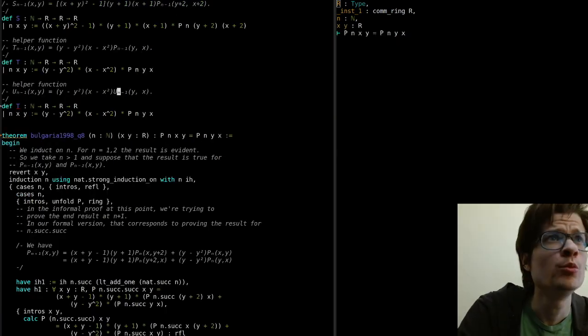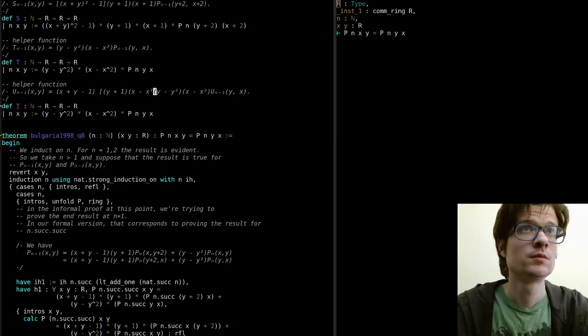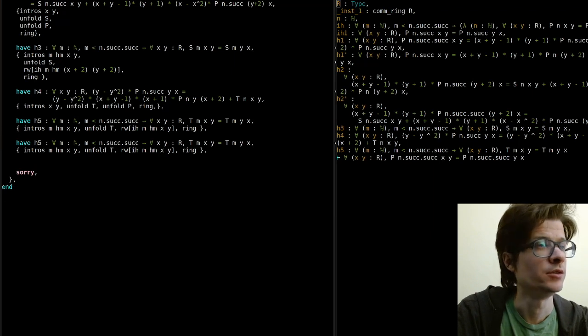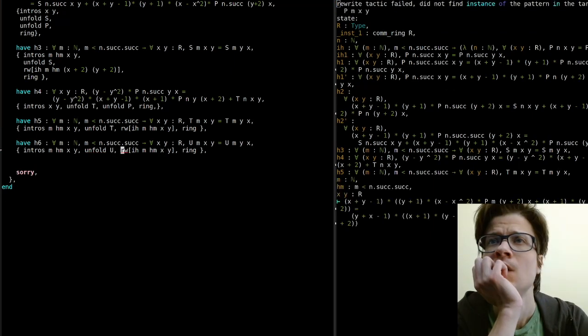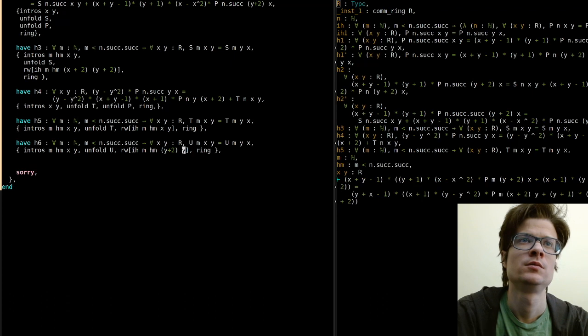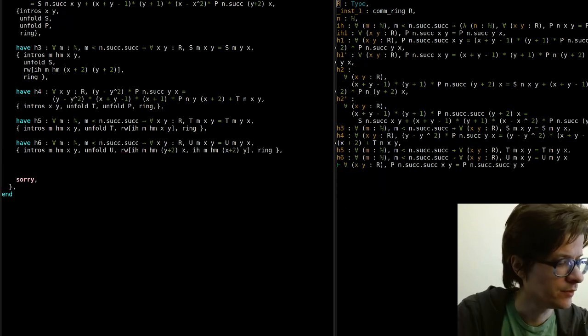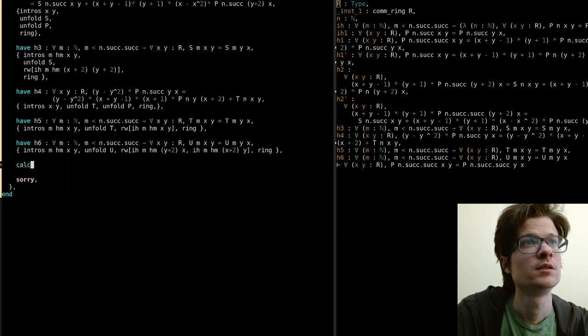This one has a few more terms. X. Want to prove that U also is symmetric. Nice. And I think I just have a calculation remaining.